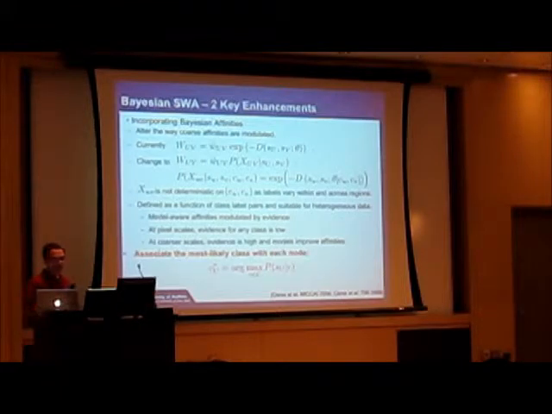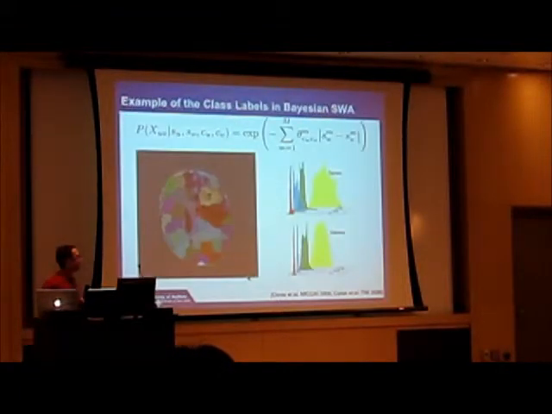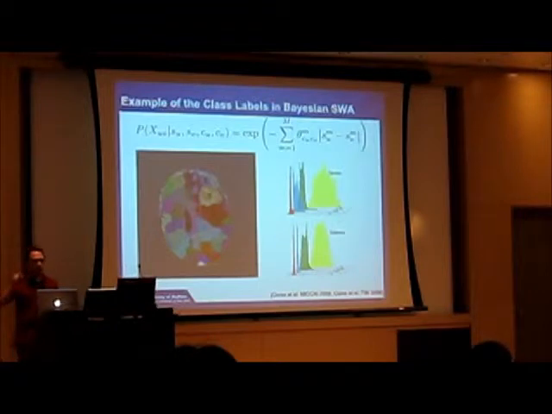Okay? But the second key enhancement is that as we're doing this Bayesian affinity marginal, we're also computing a recognition or a classification of each node in the hierarchy. So with each node, we can associate a most likely class by taking the max likelihood over all possible classes. Okay, and this lets us do nice things like, for example, tag each region of the hierarchy as a tumor node or an edema node, and so on. Even with very simple methods.